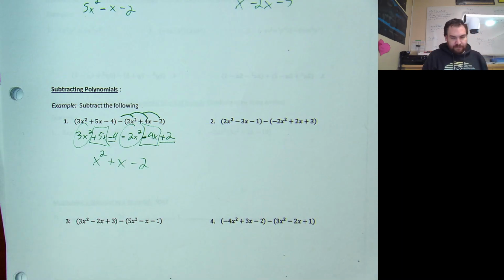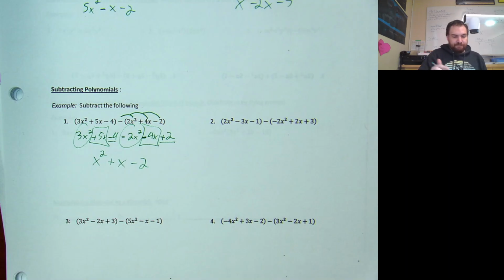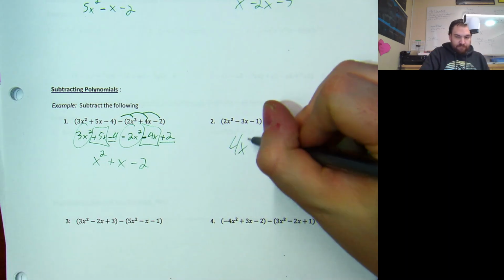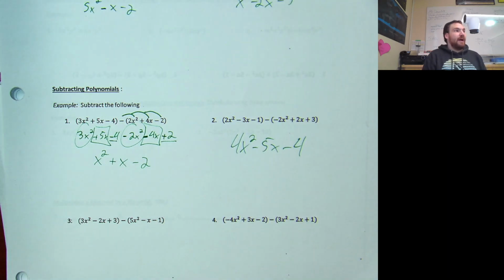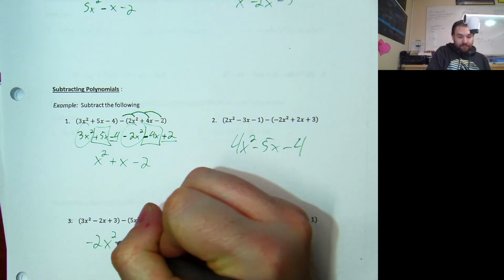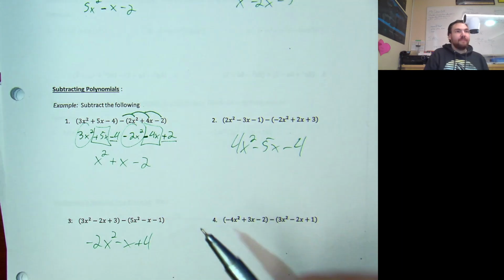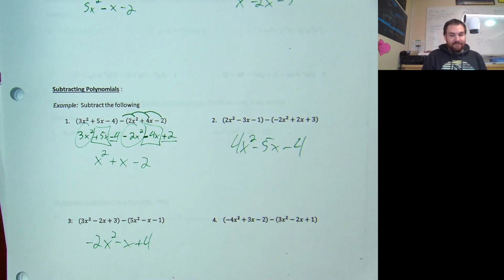Carolyn, you got number 2? You finished it. Okay, what's number 2? 4x squared minus 5x minus 4. Carmen, you done too? You look like a woman who's confidently completed this. Okay, what'd you have for number 3? Well done. That is correct.